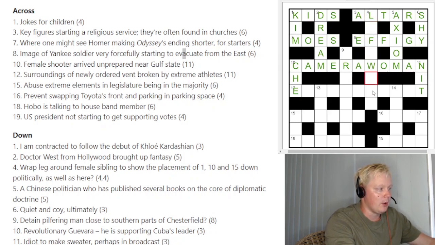Now this 4 down looks like we can do this. So wrap leg around female sibling to show the placement of 1, 10, and 15 down politically as well as here. So it turns out we cannot do this, and the reason is it refers to other clues. 1 down, 10 down, and 15 down. So we know this is Kim, we know this is chair, but we don't know what this is. And it's going to be important in solving this 4 down. So we're going to have to come back to 4 down once we've solved this. Now let's look at 9 down.